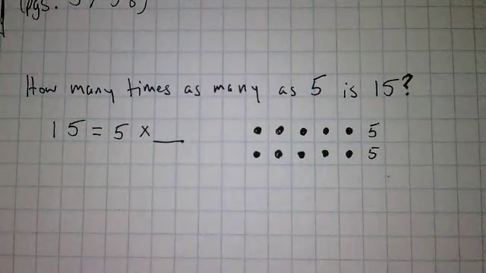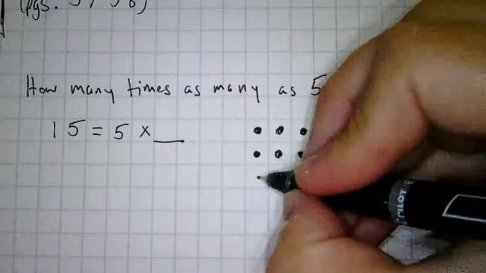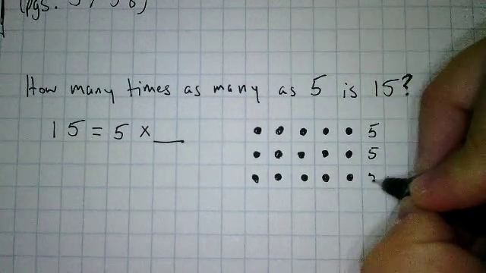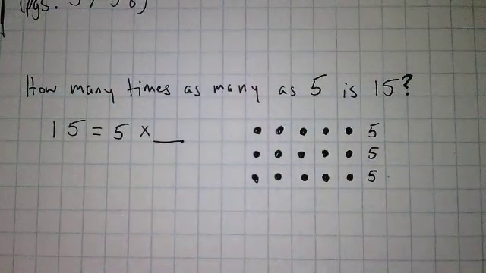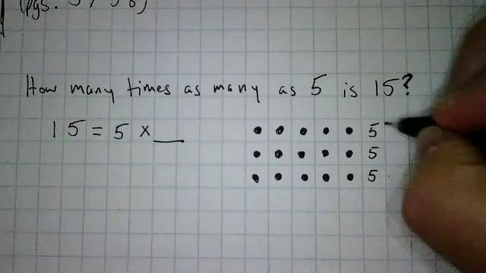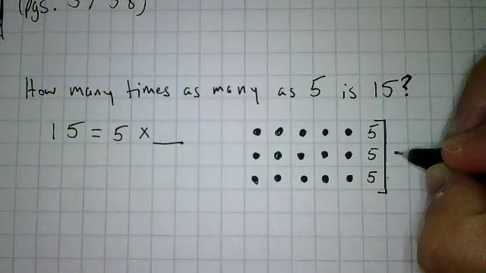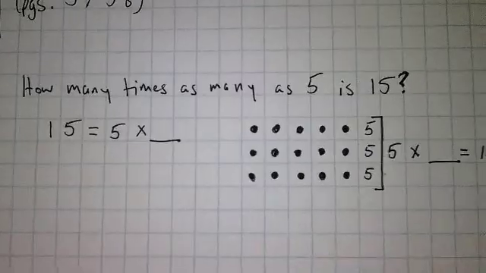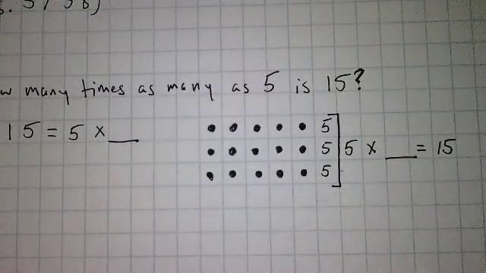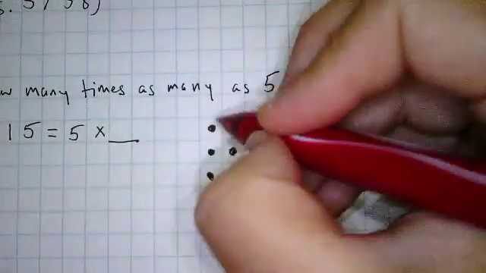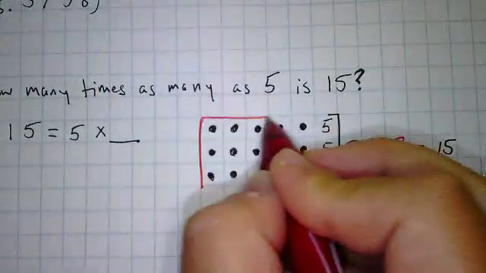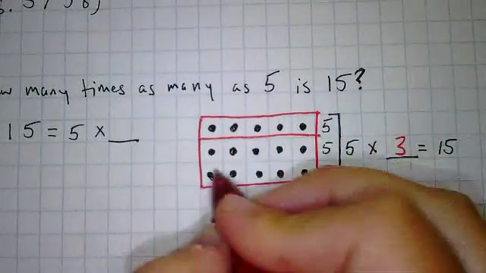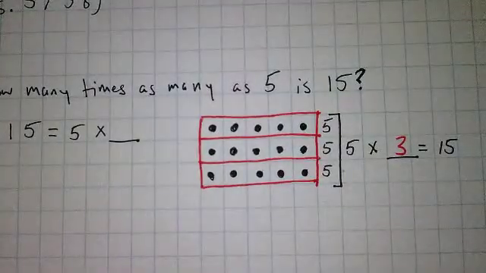So now how many dots do I have? 10. I have 10 here, right? So I'm going to draw another group of 5. Now I have 3 rows of 5. So how many dots do I have now? 15. So I know that 5 times what equals 15? 3. 5 times 3, because I have 3 rows here, right? I have 1 row, 2 rows, and 3 rows. So 3 rows of 5.